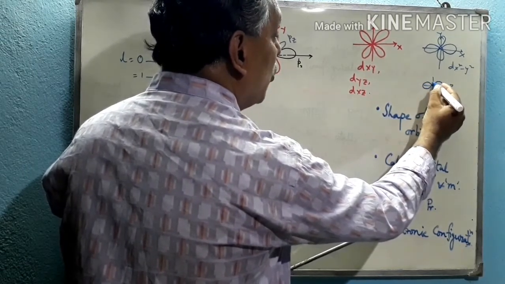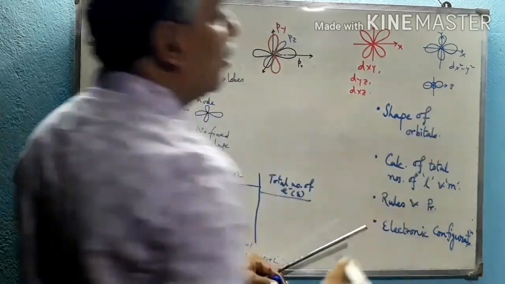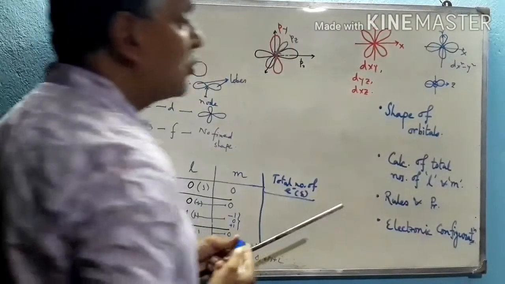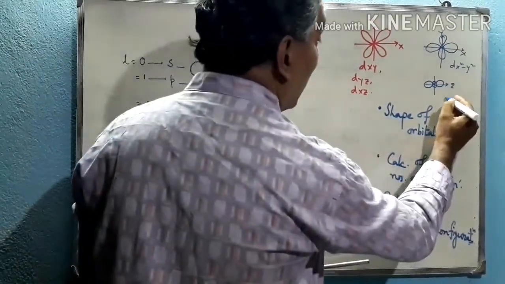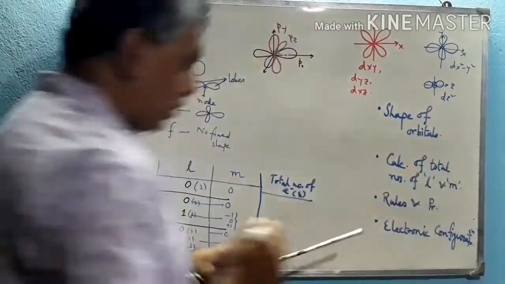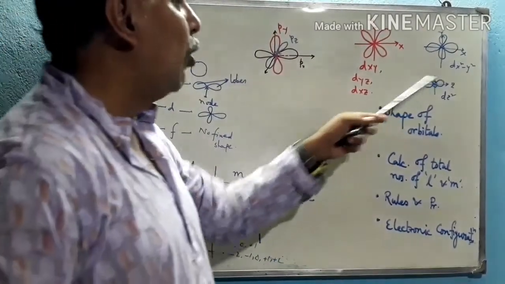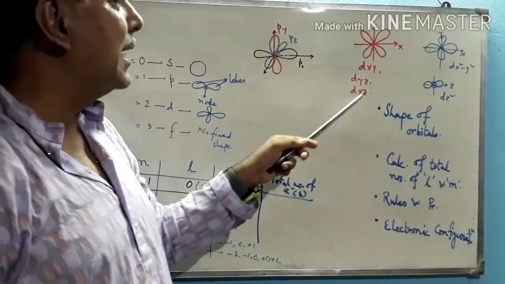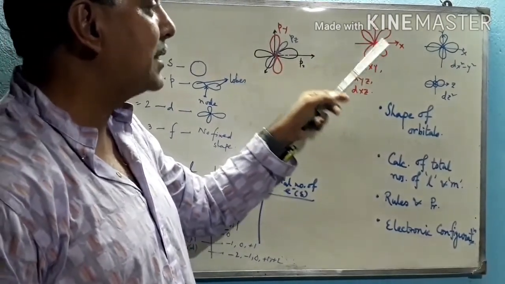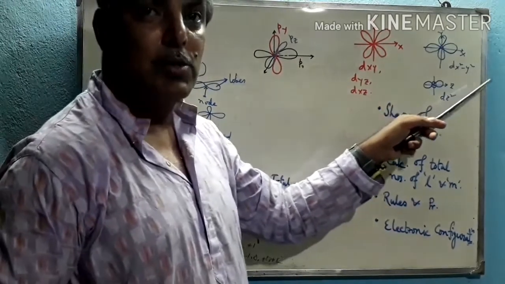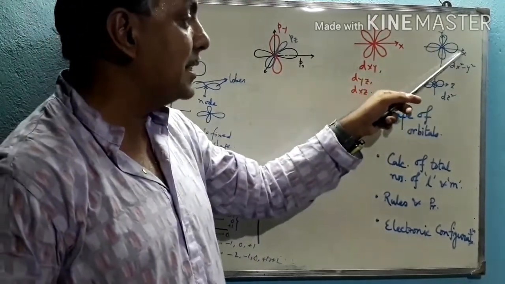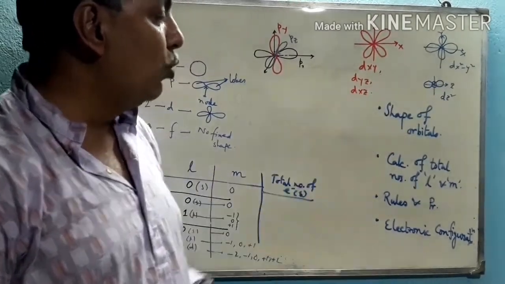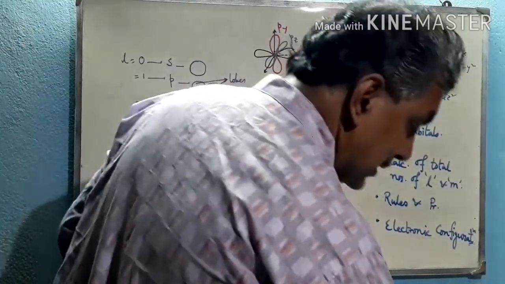But there is no node. There is also a lobe. That means an electron can reside in that particular region, and this is called the dz square orbital. The exceptional part of this orbital is that it has only 2 lobes, but all the other orbitals have 4 lobes. For dxy, dyz, dzx, the 4 lobes are in between 2 axes. In case of dx square minus y square and dz square, the lobes are on the axis. But among these 5 orbitals, dz square has only 2 lobes. So these are the shapes of the orbitals.